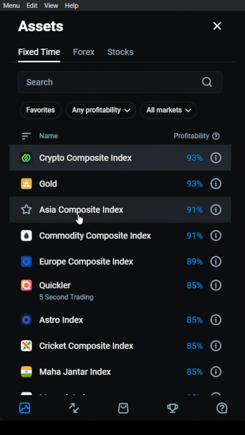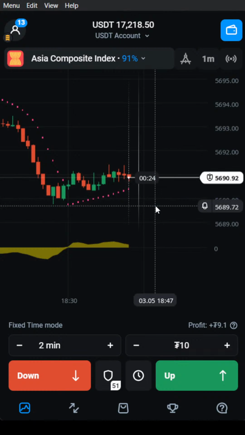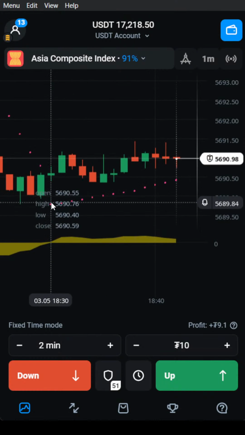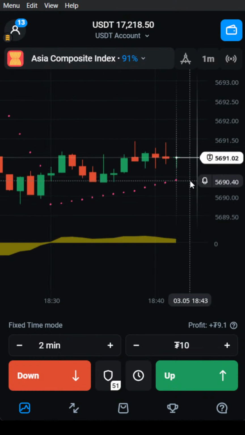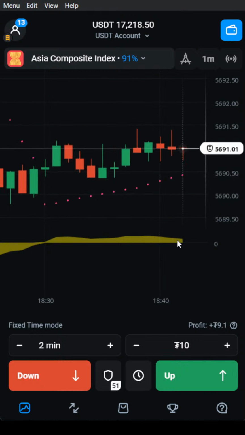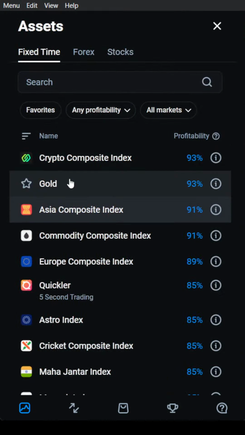I have a message that we have a signal in Asia Composite. Let me check. Okay, Asia Composite, we do not have a signal right now because it has been a downtrend, uptrend, but you see the candles have not been very stable. So we will wait. Once this MACD comes down and the pink dot shifts up, we will make a trade here.